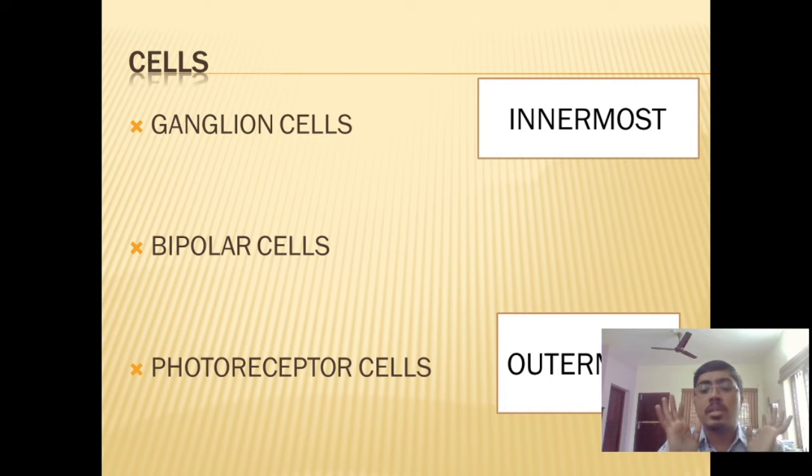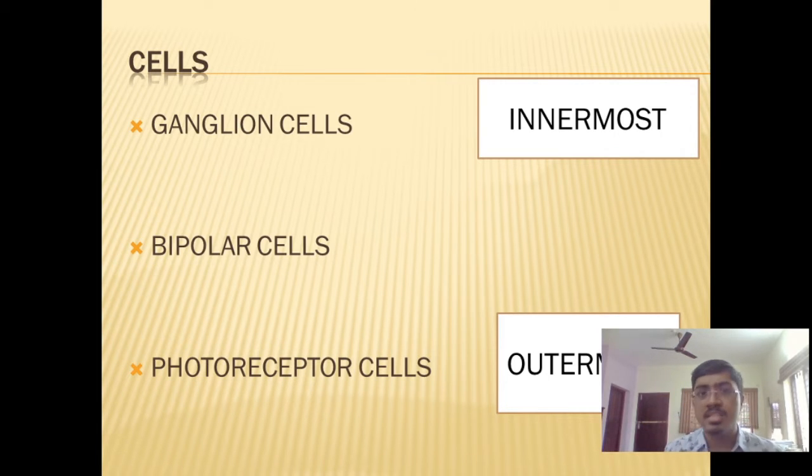Now, which is the outermost of these? Photoreceptor cells are outermost. The light falls on the photoreceptor cells. The light falls on the retina. Where exactly in the retina? In the photoreceptor cells. From the photoreceptor cells, the impulse is transmitted into the bipolar cells, and from the bipolar cells it is transmitted into the ganglion cells, right?